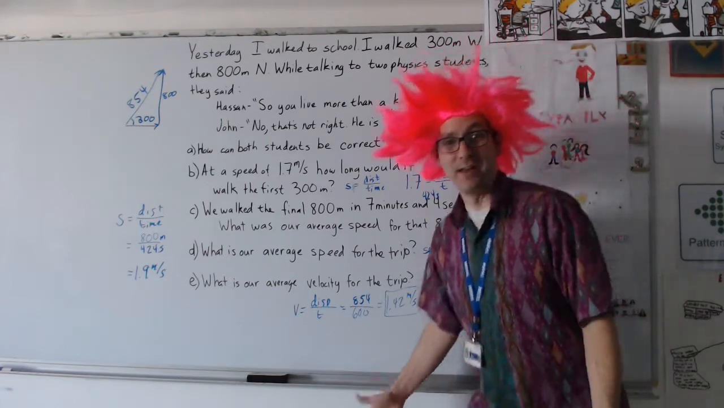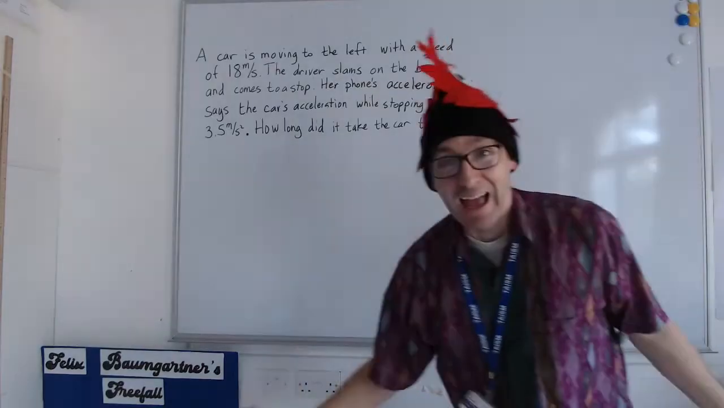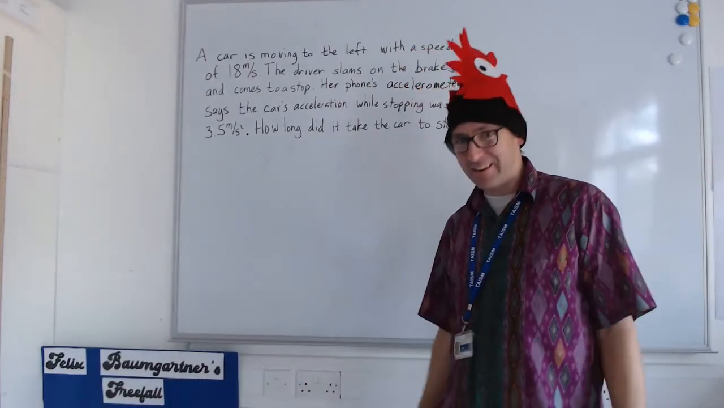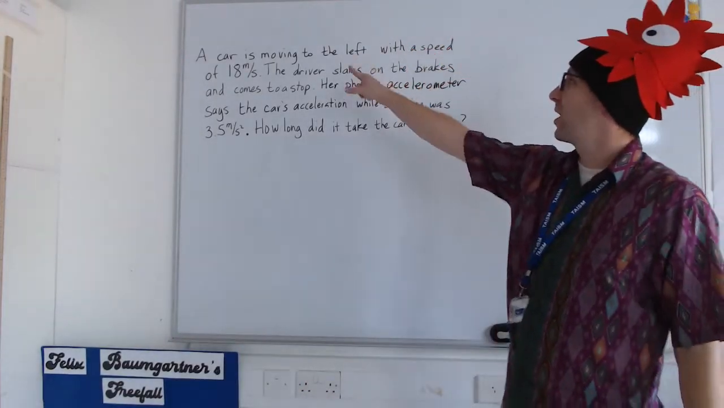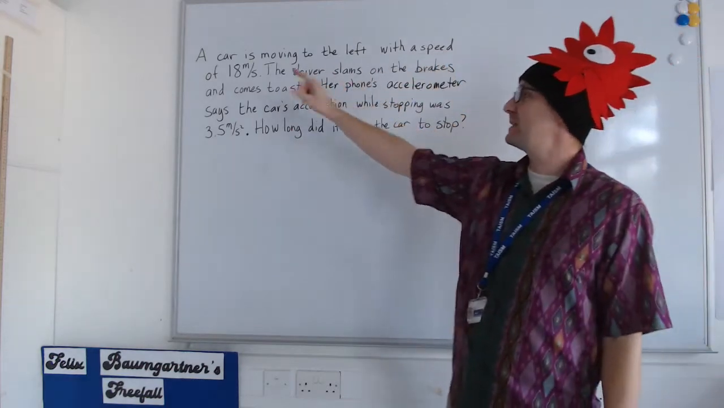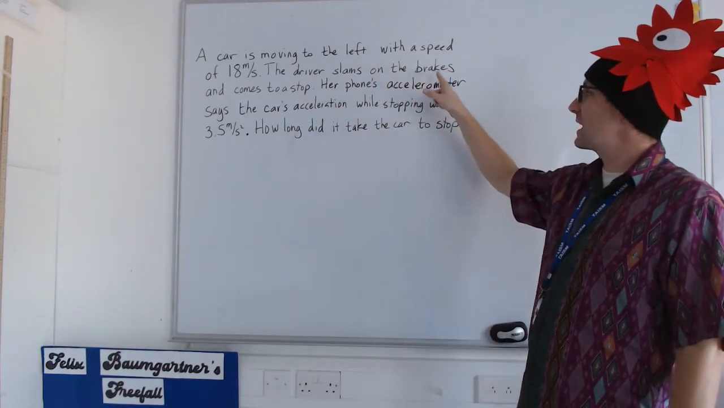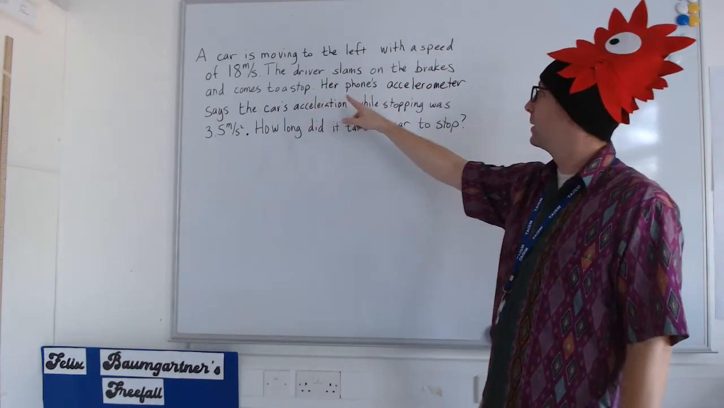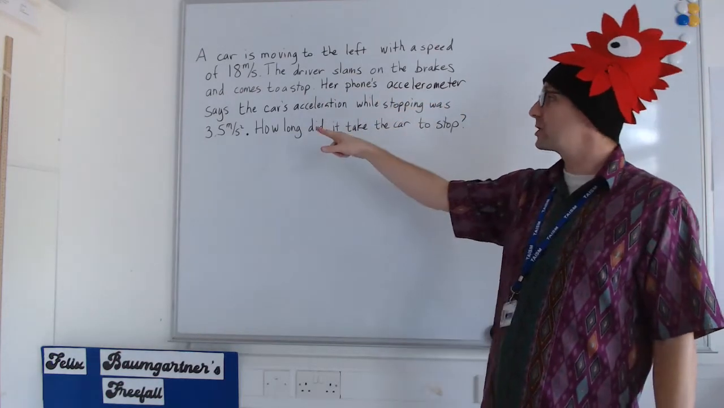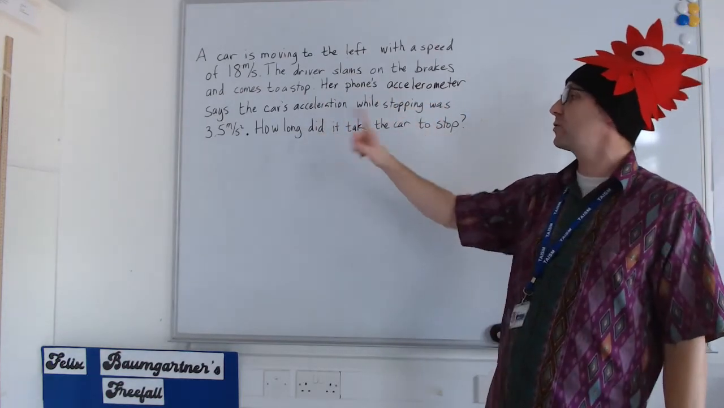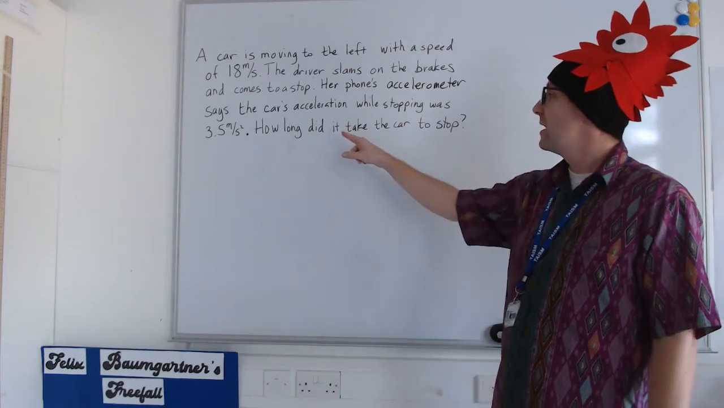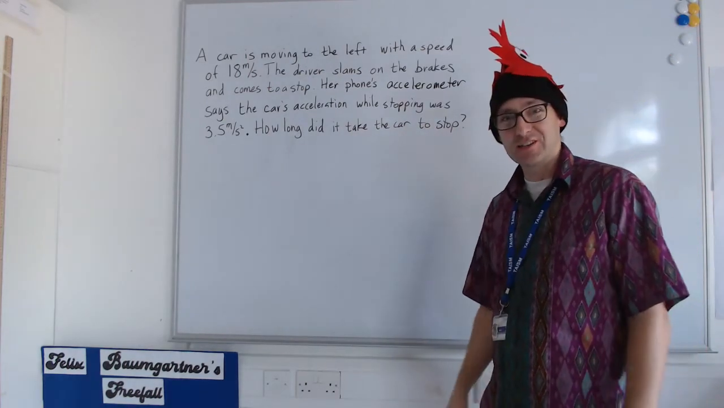Let's try another one. All right, one more question. Here we go. A car is moving to the left with a speed of 18 meters per second. The driver slams on the brakes and comes to a stop. Her phone's accelerometer says the car's acceleration while stopping was 3.5 meters per second squared. How long did it take the car to stop?